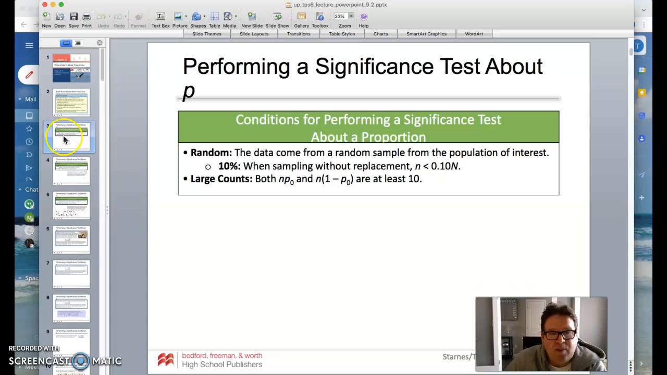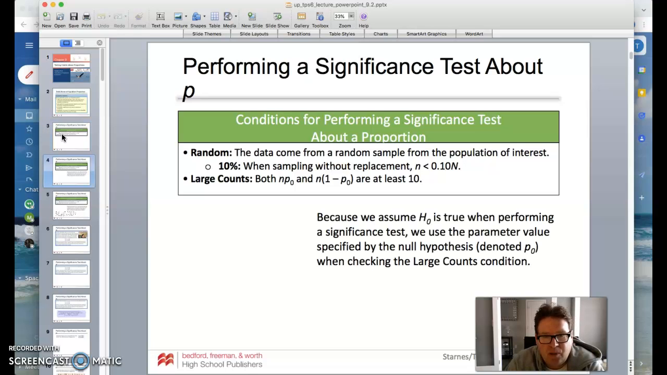So remember the conditions that we had before. Again, make sure it comes from a random sample, that the sample size is less than 10% of our population, and that both the sample size times our proportion and sample size times 1 minus proportion are greater than or equal to 10. So we know what those are.